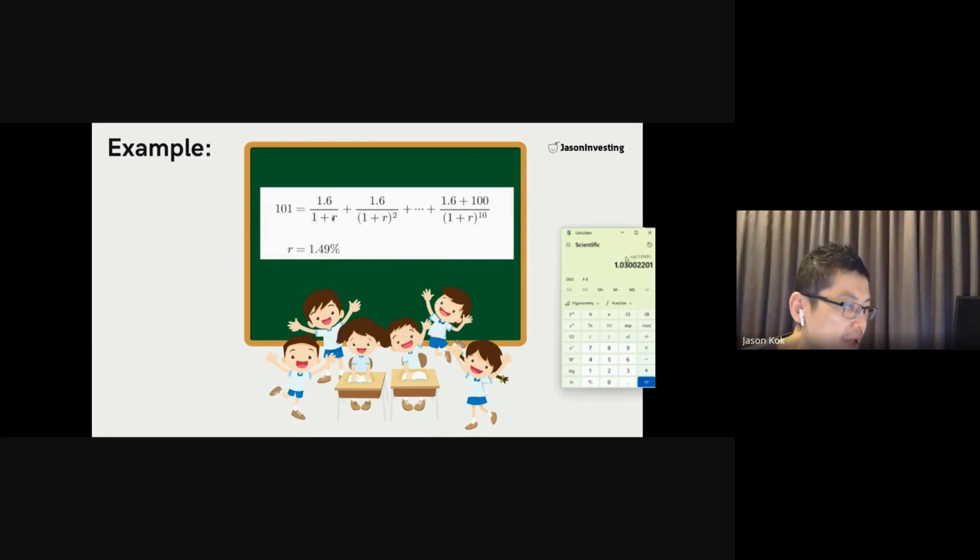Because this is the discount rate. And the yield to maturity, at the end of the day, if you get all this cash and you invest it, you are actually making a return of about, in this case, 1.49%.